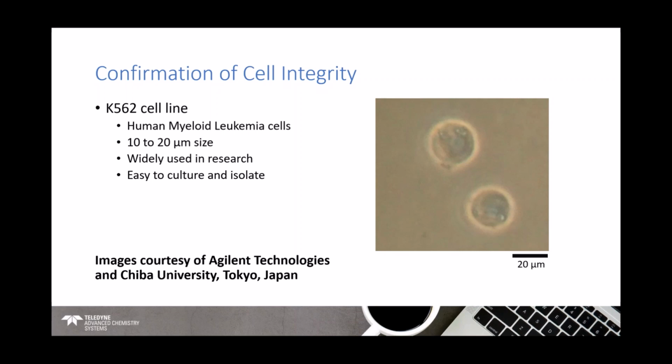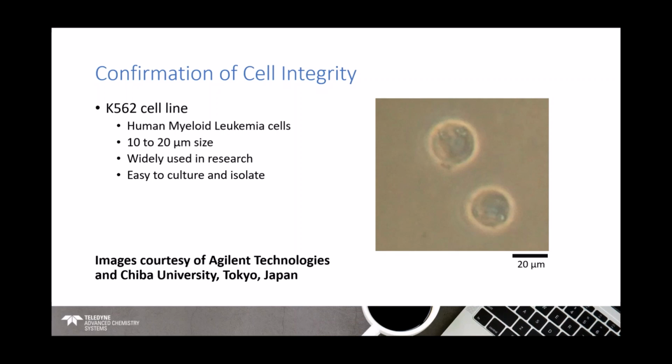So there are some images here for you to see. This is an image from a leukemia cell line. These are cells which are 10 to 20 micrometers in their largest dimension. These cells are widely used in research and they're easy to culture and isolate, so they have been selected for this purpose. The images shown here are work undertaken through a collaboration with Agilent Technologies and one of our collaborators at Chiba University in Tokyo. This is where these images have come from. But these are leukemia cells.